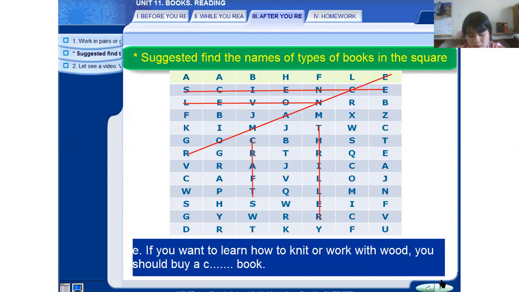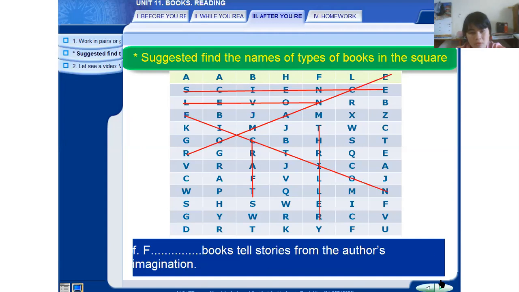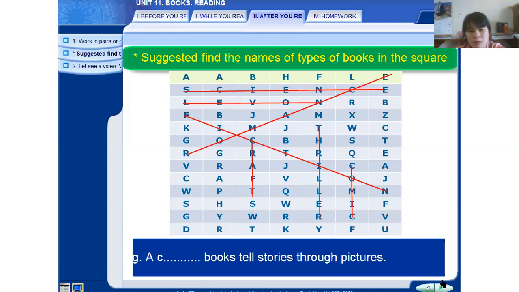F, ví dụ letter F, thể loại sách nói về những câu chuyện, những cái sự tưởng tượng của nhân vật, như thế này, tiểu thuyết. So it can be translated as F-I-C-T-I-O-N, fiction. Book that tells a story through pictures, kể chuyện qua những bức tranh. C-O-M-I-C, it can be comic.